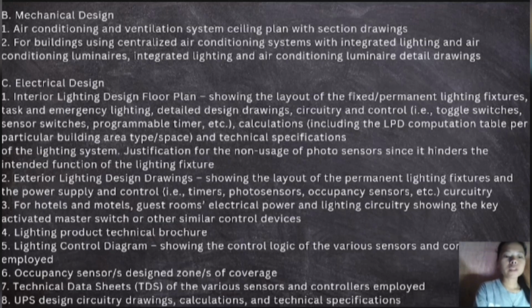For hotels, don't tell common right, active master or others are contract price or lighting product digital. Number 5, lighting control diagram. Number 6, sensors, time of coverage. Number 7, digital part test of the virus source controller.